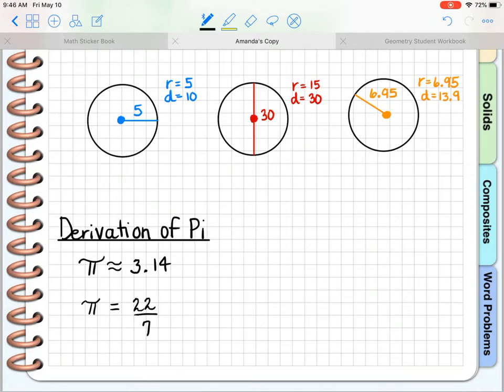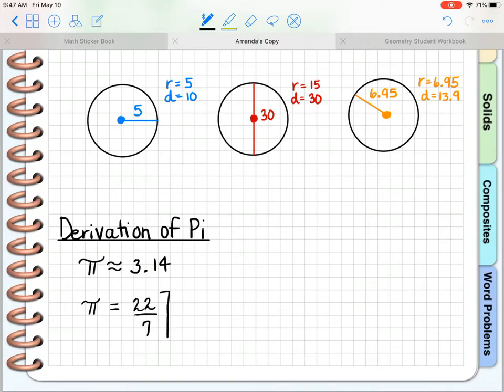So if you're in a class and they want you to use the exact form of pi, you need to use 22 over 7. That is the exact form. If you're in a class, most classes just use 3.14, which is an estimate. And I'm going to show you where that comes from. But just realize that the 3.14 is an estimate of pi. So your answer won't be exact, but most professors and tests will use that version. So here's where it comes from.